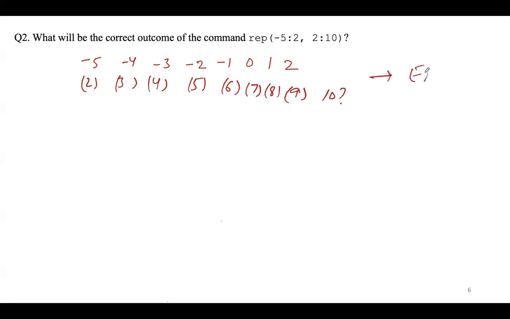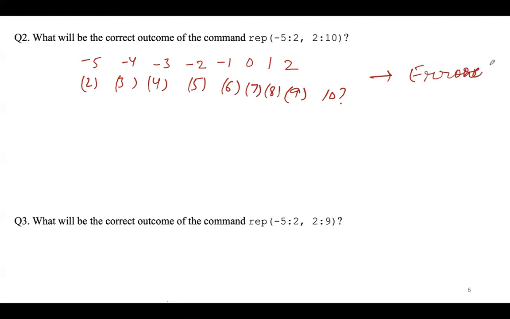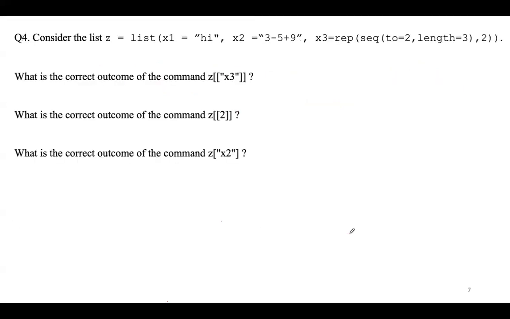Again, this is just to confuse you. So the correct question is this. You know how to do this, right? So it will be -5, -5, -4, -4, -4, and so on and so forth until 2, 2, 2, 2, 2, 9 times, right? Okay, good. You know this.